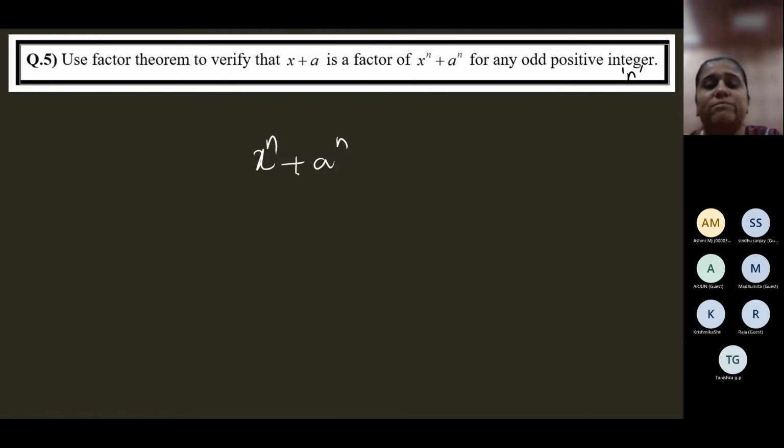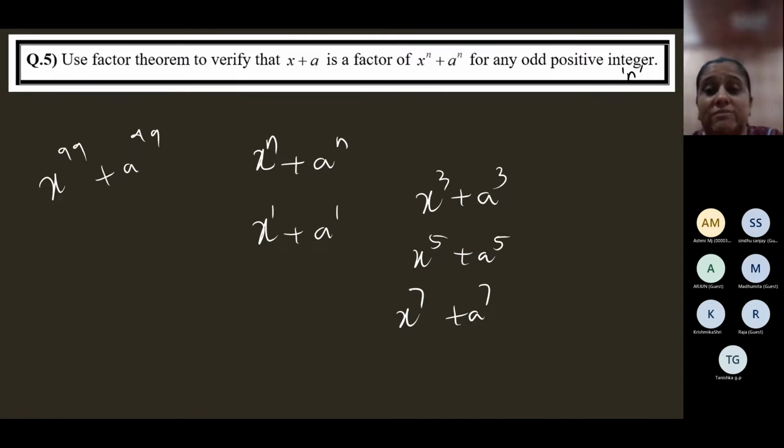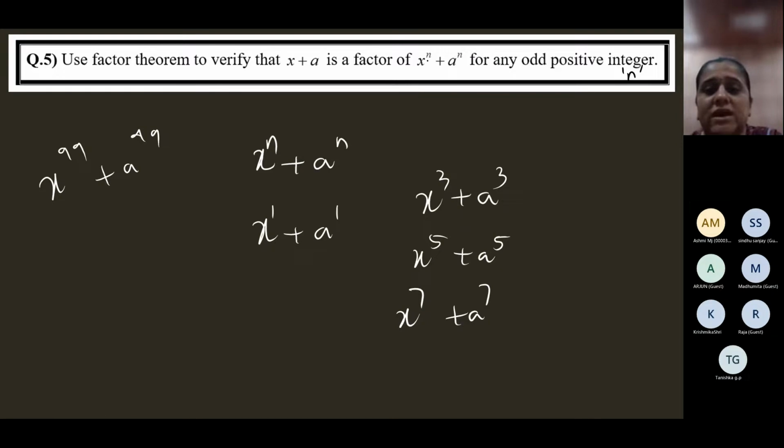So that means positive first, then odd. So that means what? x to the power 1 plus a to the power 1, which is nothing but x plus a. x power 3 plus a power 3, or x power 5 plus a power 5, x power 7 plus a power 7, x power 99 plus a power 99. Both are n, no? So that's why you should take the same power. So if you say x power 101, a power 101 only.